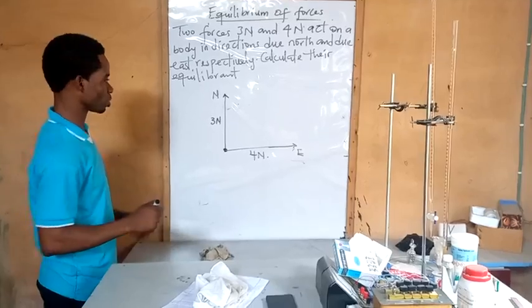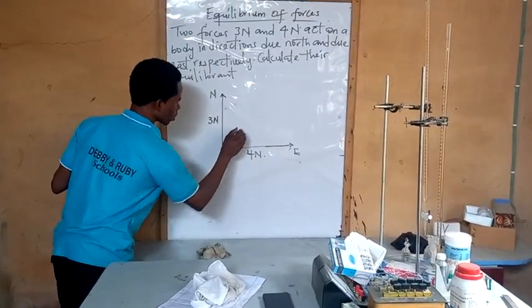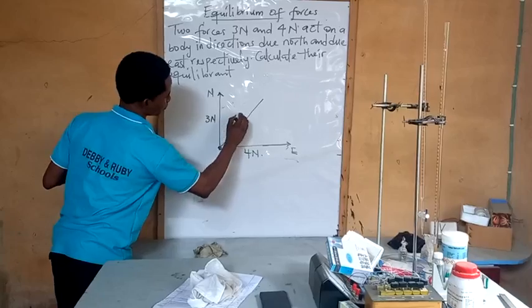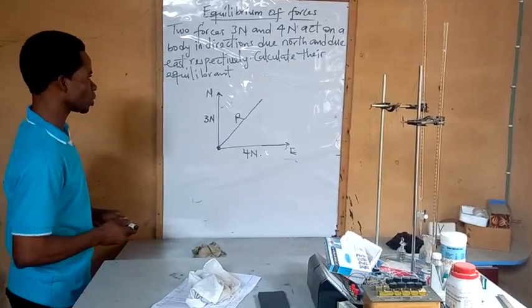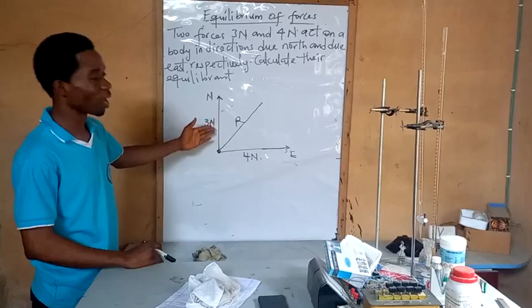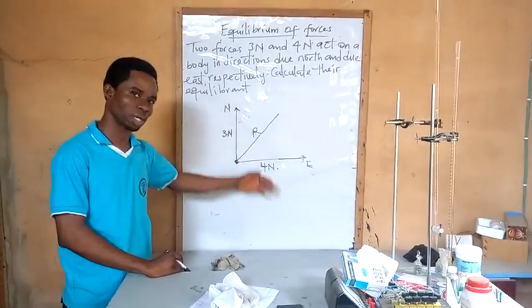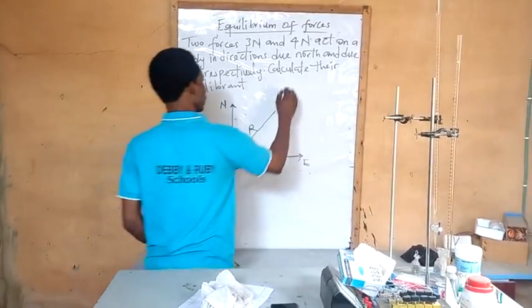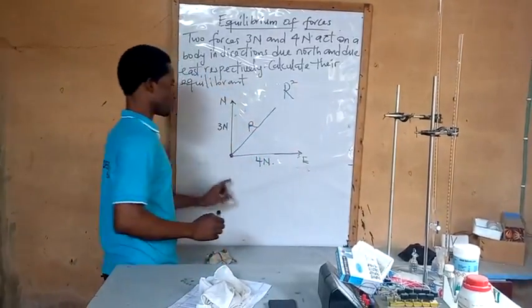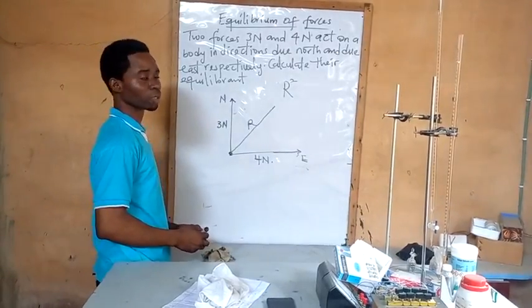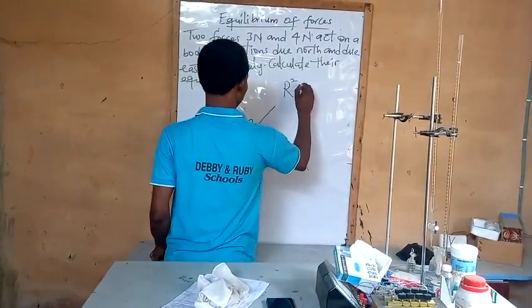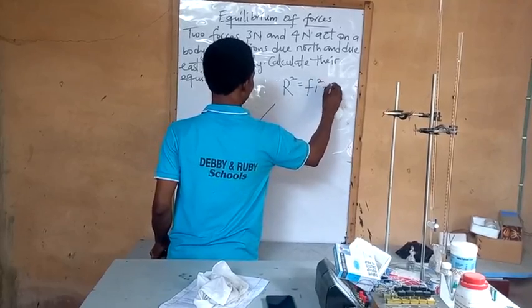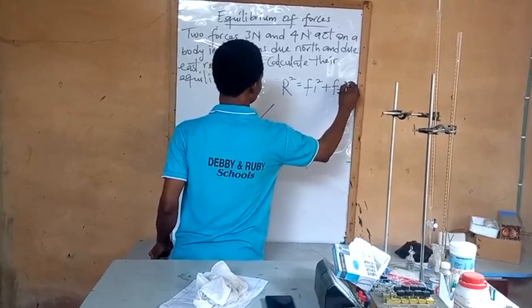And how do we get resultant? Resultant is always the single force acting that has the same effect on both magnitude and direction. So like I told you, the formula for the resultant, when it is forming 90 degrees like this, we use Pythagoras formula. R squared equals F1 squared plus F2 squared.